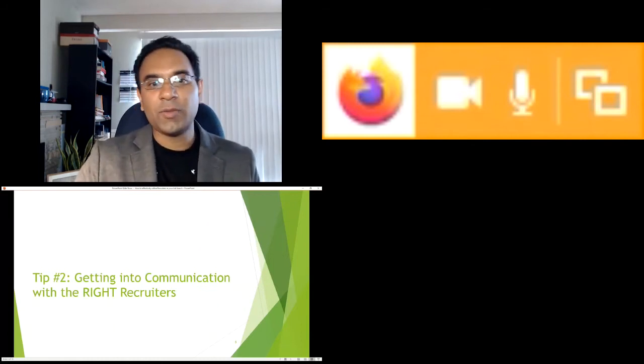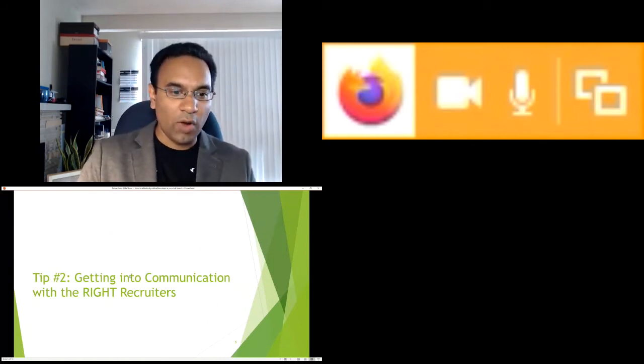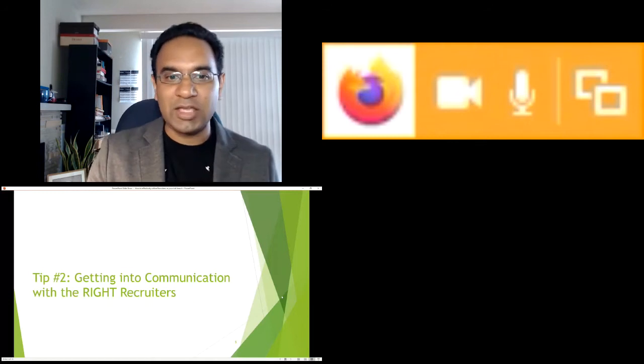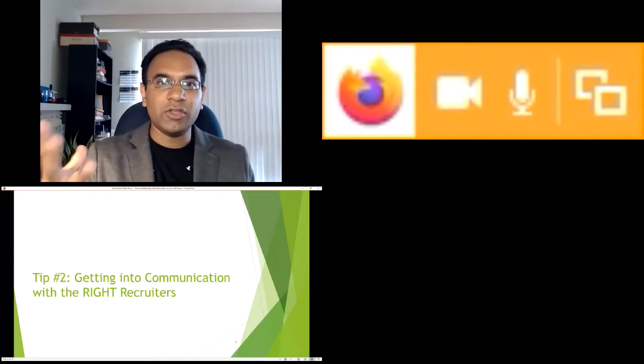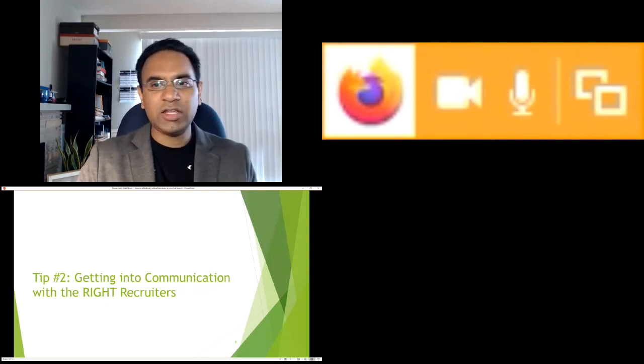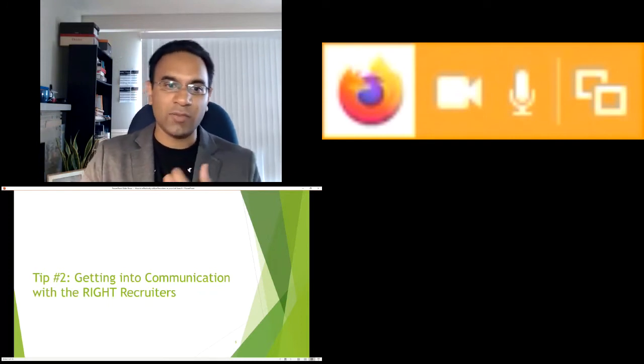Perfect. So tip number two, getting into communication with the right recruiters. Now, this is extremely important. This is probably a mistake that a lot of job seekers make, chasing after the wrong people, chasing after the wrong recruiters, right? So what I'm going to be talking about in this section is how do you get into communication with the right recruiters, right? Because all of us have a finite amount of time every day, folks, right?